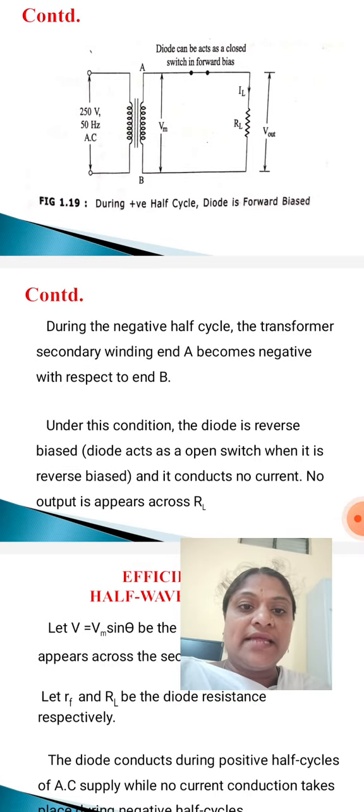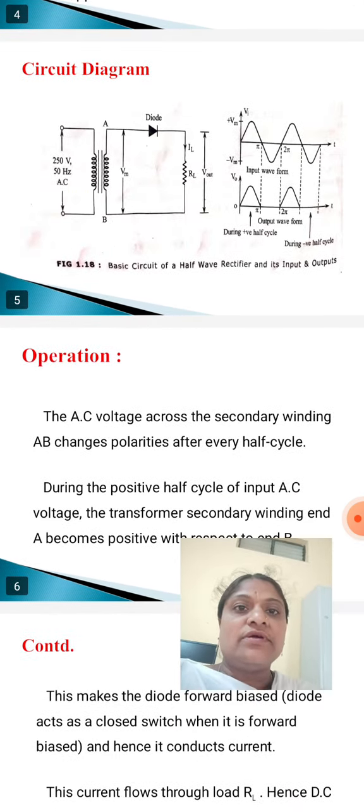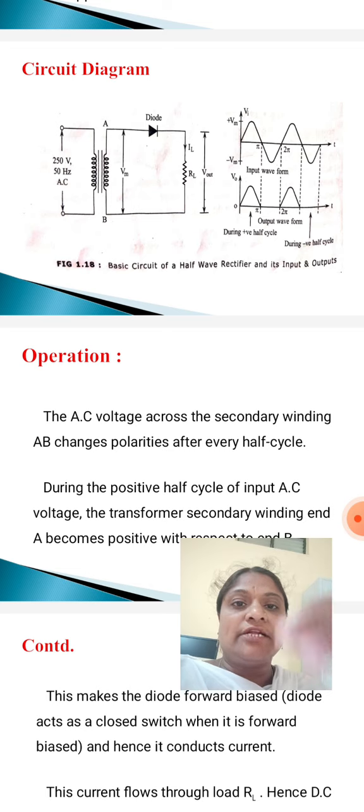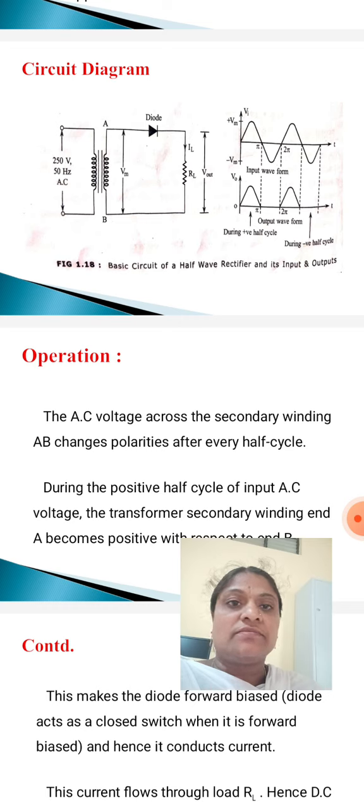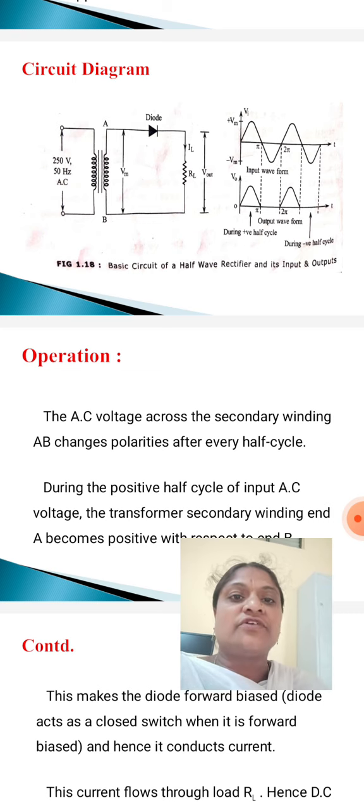Next, during the negative half cycle of the transformer, secondary winding end A becomes negative with respect to end B. Observe the figure: end A is negative, end B is positive. Negative is connected to the anode of the diode, and positive is connected to the cathode of the diode through the load resistor. So both polarities are in the opposite direction; it is not forward biased.